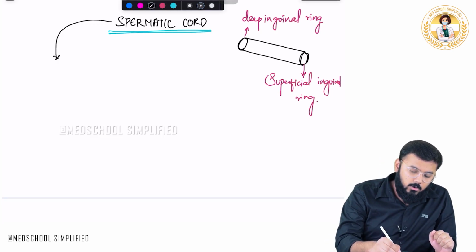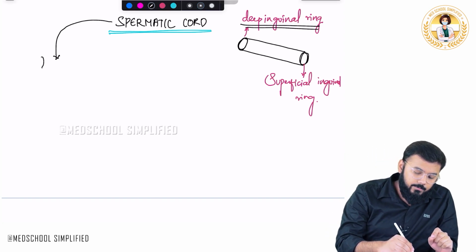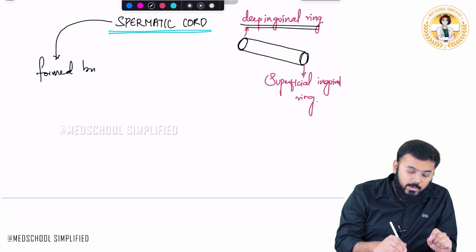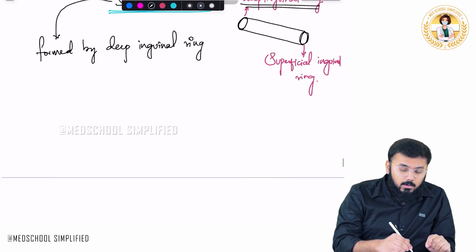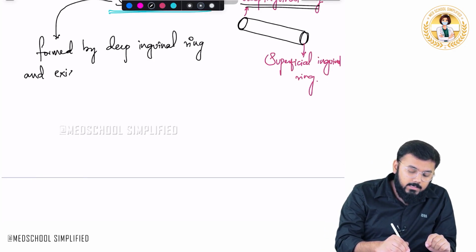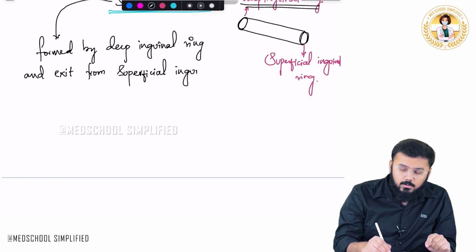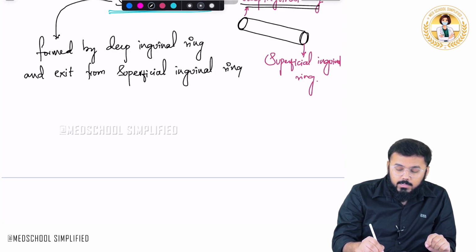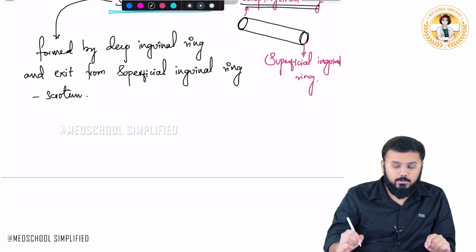Now coming to the spermatic cord, the spermatic cord is formed by the deep inguinal ring. Okay, it is formed by the deep inguinal ring, and this spermatic cord will exit. Where will it exit from? It will exit from the superficial inguinal ring, and it will exit into your scrotum, right?